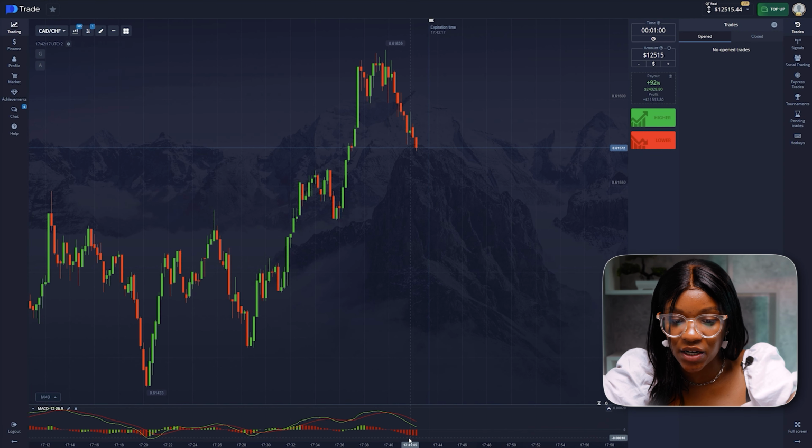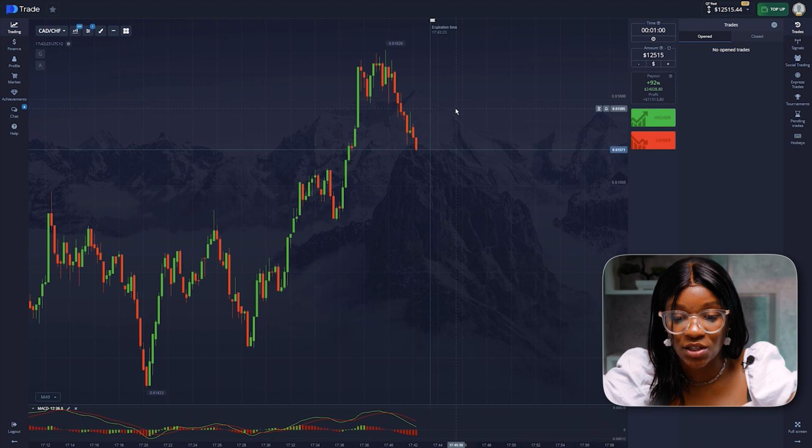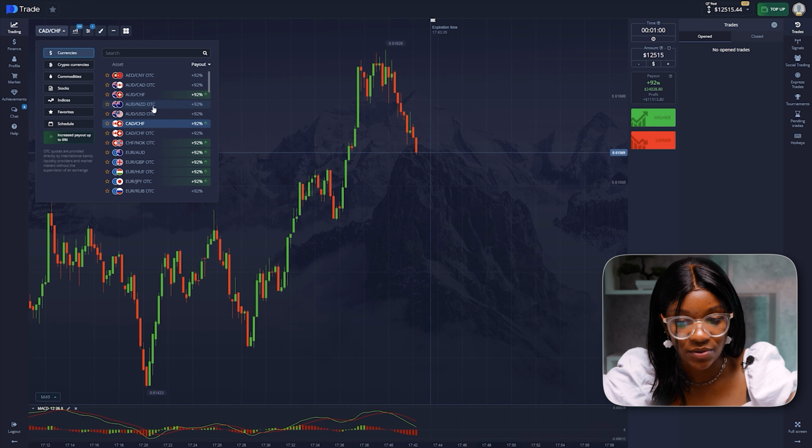What we see here is that our MACD is starting to not increase so much anymore, which tells us that the direction of the price has changed. So we don't have the right time expiration here. Because of this, we move on to the next currency pair.